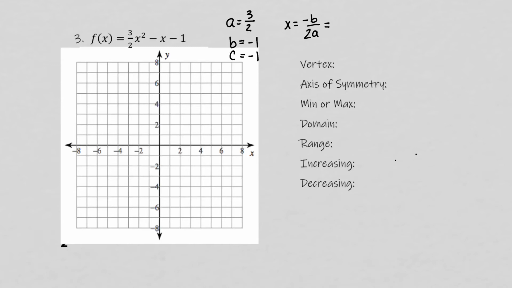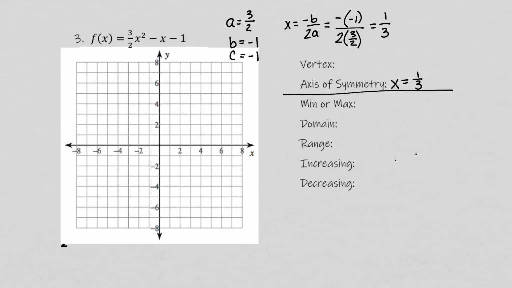So if I plug in my values, I have negative, and b is -1, over 2 times a. All right, so on top I get 1, on the bottom I get 3, and that is as simplified as that gets. So I know my axis of symmetry, and we're going to stop there today, is x equals 1/3. The axis of symmetry is a line. It has to have an equal sign. You have to have the x. Don't just write that the axis of symmetry is 1/3. That means nothing. 1/3 in a coordinate plane is nothing. I can't even put that on the coordinate plane. You have to have the x equals.